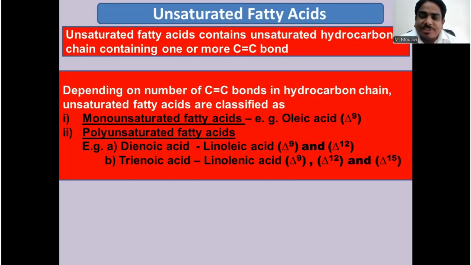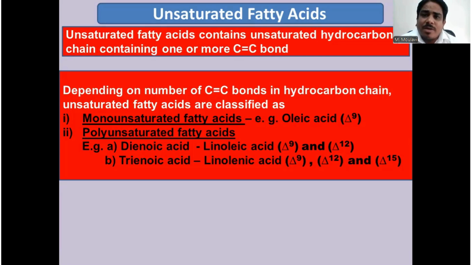Example is the oleic acid. It is also known as the delta 9 fatty acid. It means that the carbon-carbon double bond is present at the ninth carbon atom, so it is delta 9 carbon. It is a delta 9 unsaturated, monounsaturated fatty acid. Second type of the unsaturated fatty acid is polyunsaturated fatty acid.